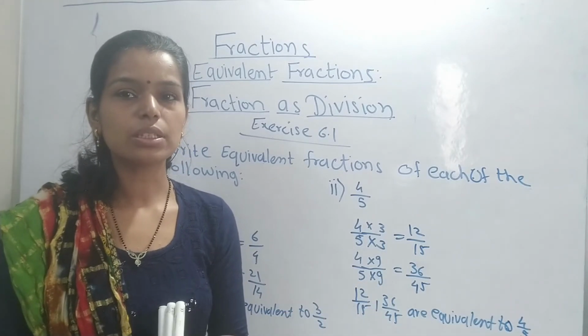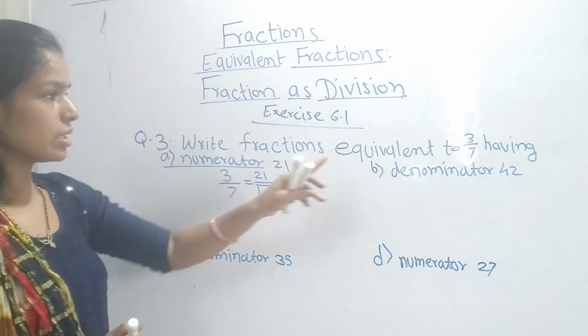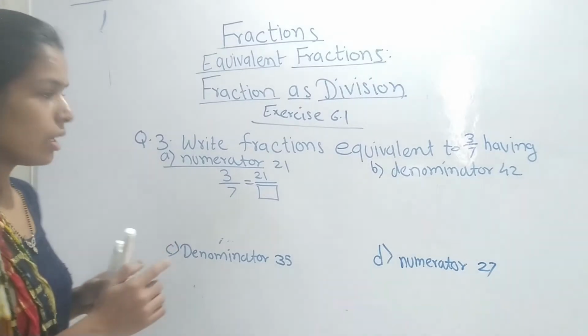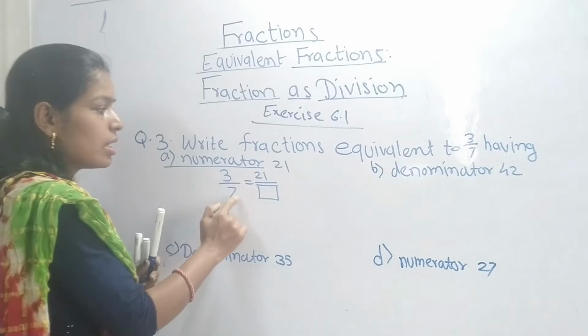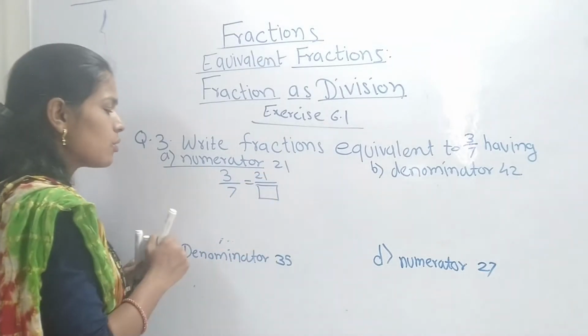Now let's go towards the third question. This is question 3. Here, what you have to do? You have to write fractions equivalent to 3 by 7, and the numerator should be equal to 21. This can also be asked like this: if 3 by 7 is equal to 21 upon what? Okay, so what you have to do?